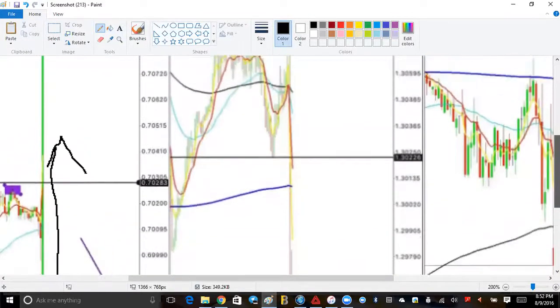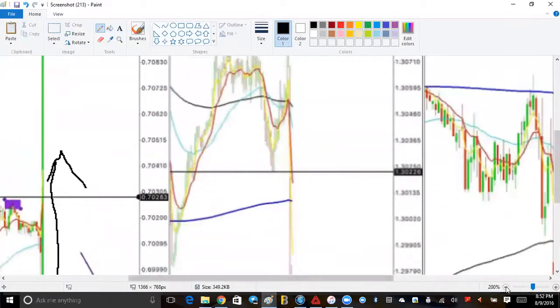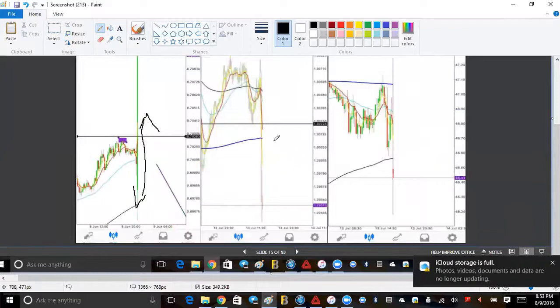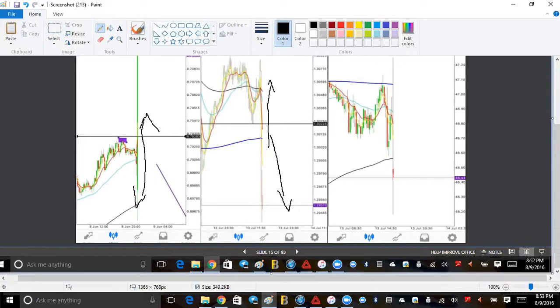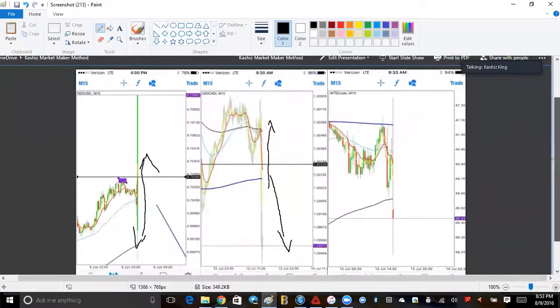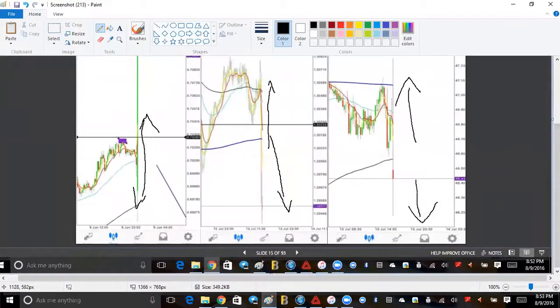Again, kind of blurry, but you see the wick where price went all the way down here, and it went all the way up here. Crazy. And look at this other one. Monster wick to the upside, monster wick to the downside. This is why we stay away from news.